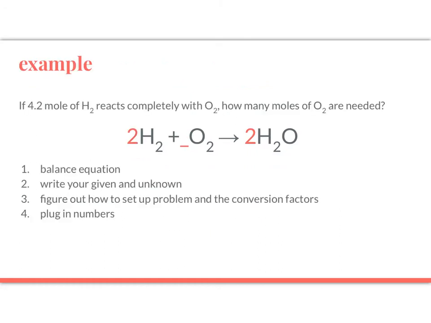So on this first example, we're just balancing the equation, which we already did. I just put a blank there so you know that that's an imaginary 1. The question says, if 4.2 moles of hydrogen gas reacts completely with oxygen gas, how many moles of oxygen are needed? So it says how many moles. First, we're going to make sure the equation is balanced. Sometimes it is, sometimes it isn't. We're going to make sure we have 4 hydrogens, 2 oxygens, 2 oxygens. So we're good there.